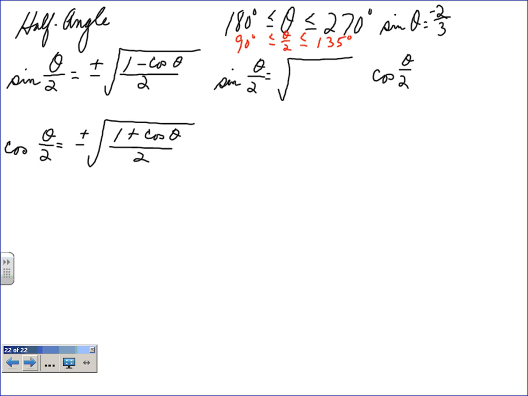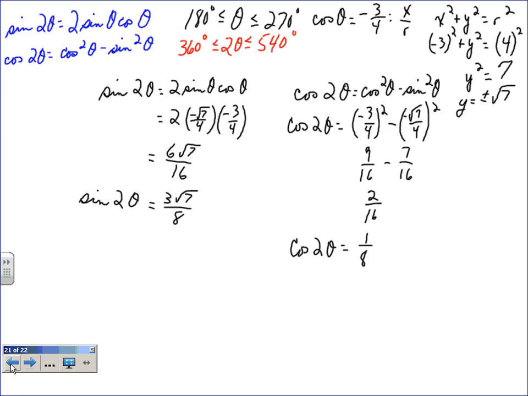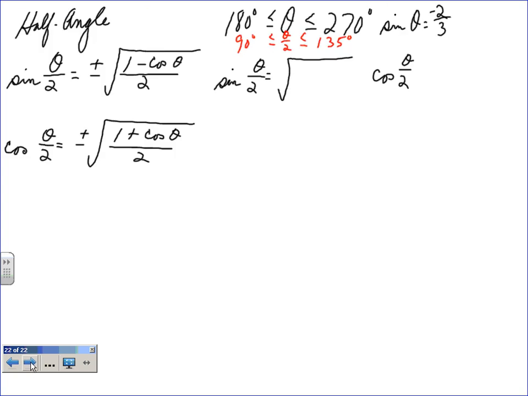You do not have to do that for the double angle. The formula takes care of whether it's positive or negative. You don't have to bother with that. But on the half angle, to know whether it's plus or minus, you have to take that step there in red. So we do know that it is positive because the half angle is in the second quadrant.